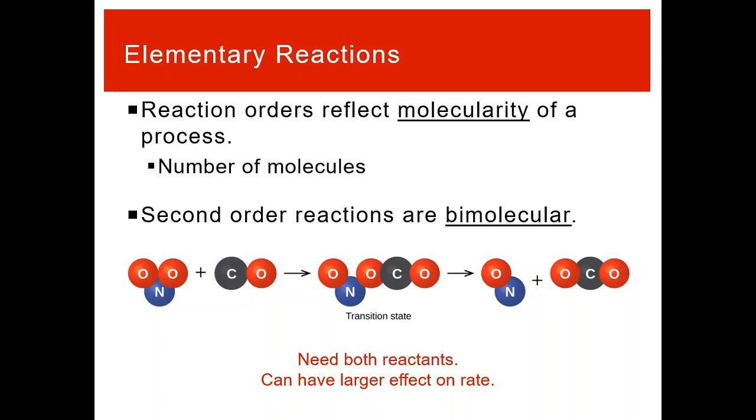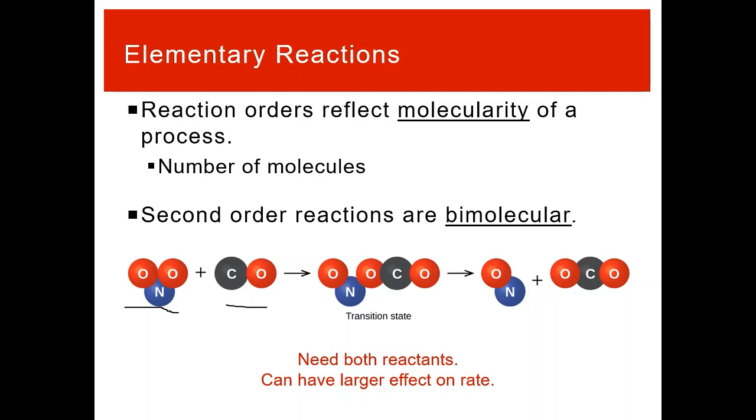When we step up to two molecules, that's a bimolecular process, which would then be second order. So this is the idea that we talked about previously with collision theory, that two molecules need to collide. In this case, it's a collision of, say, NO2 and CO. And you need both reactants in order to have this process happen. It is bimolecular. You have two molecules participating.